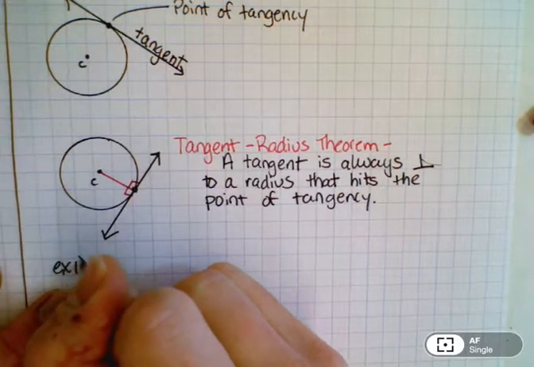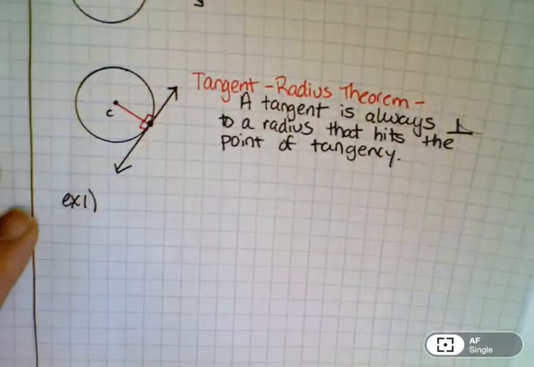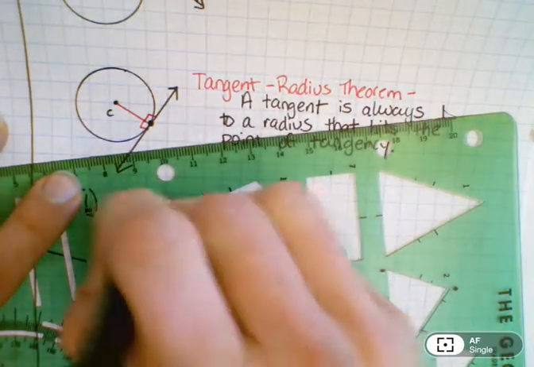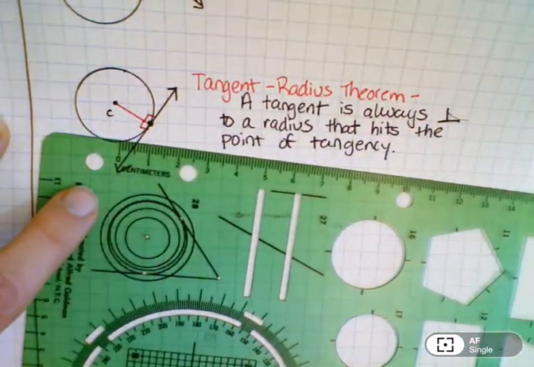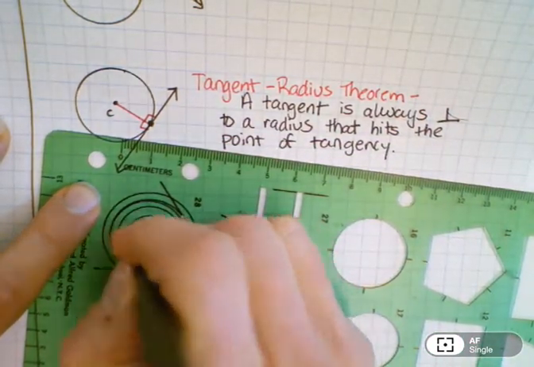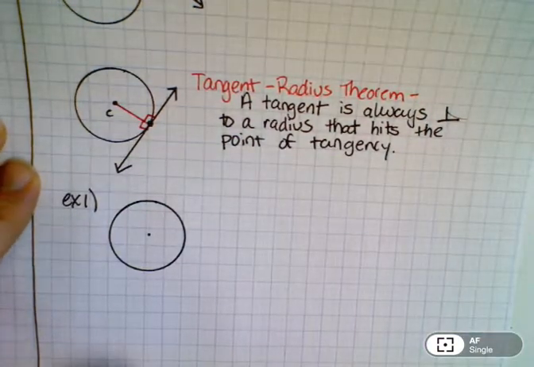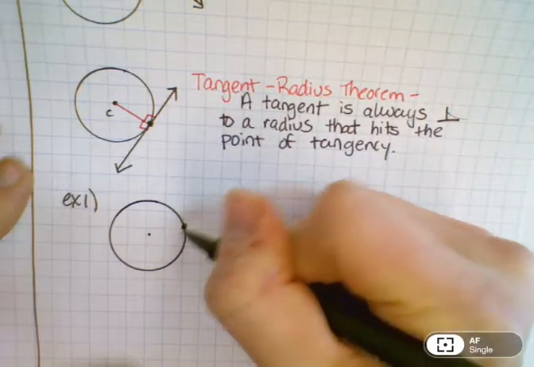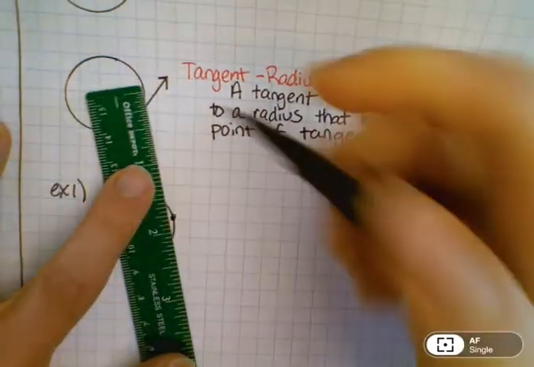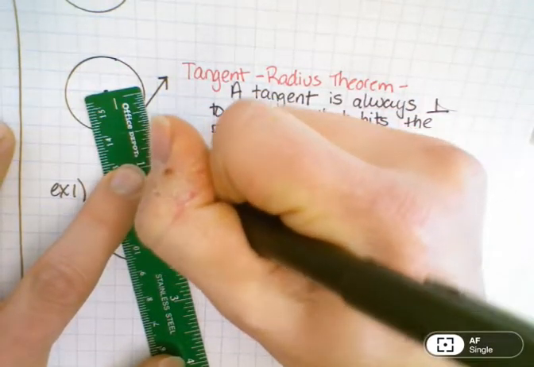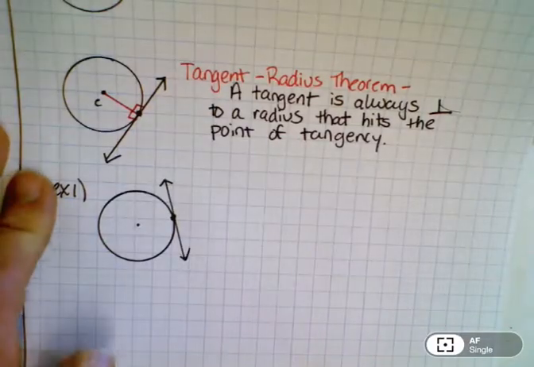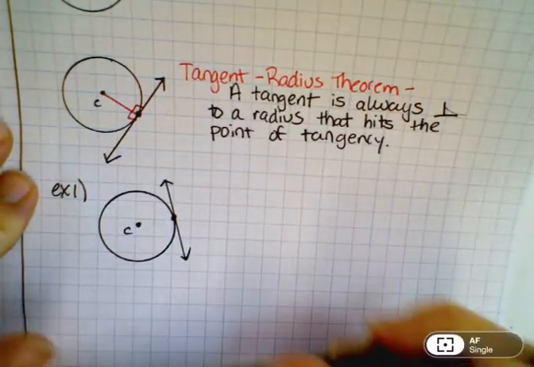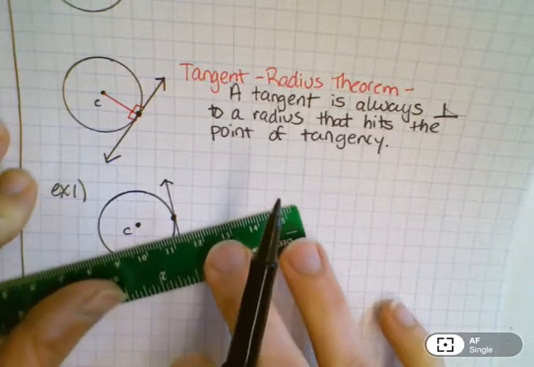So example one, actually maybe we'll just do one example. Example one, once again, I want you to do the best that you can to draw a nice circle. Here's mine. I'm going to do my best to draw the center. Okay, there it is. And I'm going to draw a tangent line. So there's the point of tangency. We'll draw the tangent line, and we'll label this with a C. And then I also want you to draw in the radius that connects the center to the point of tangency.